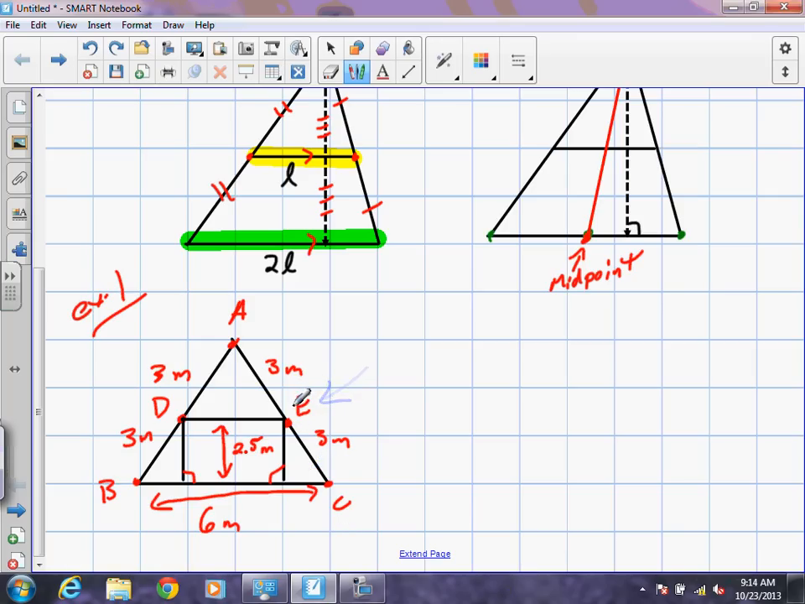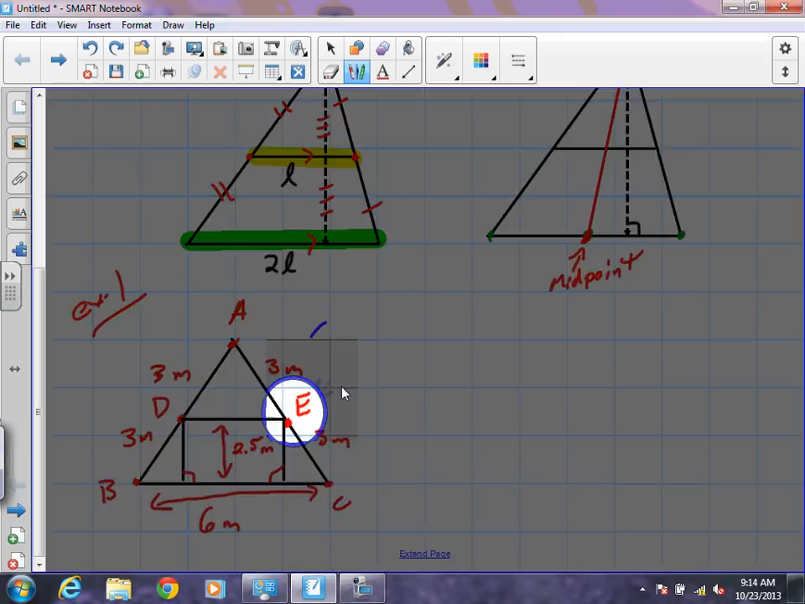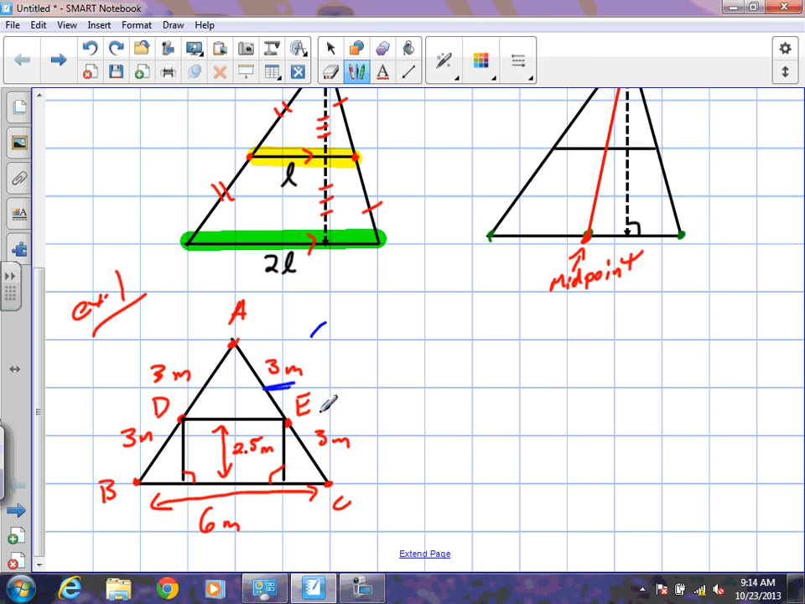Okay, but I'm asking from E, what does this tell us about point E, Travis? Yeah, okay, they're the same length. What would this be called? Carl? Yeah, that's right. This point E is therefore a midpoint. Because these distances are the same, we know point E is a midpoint.